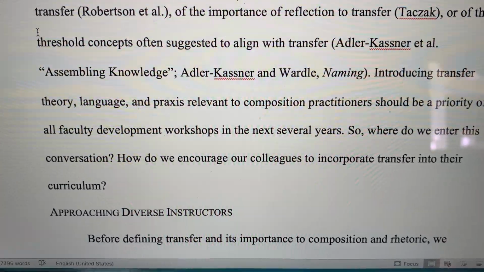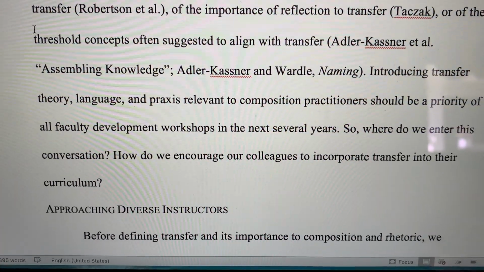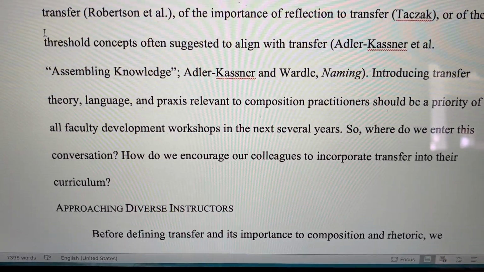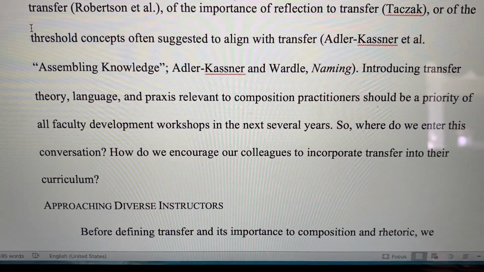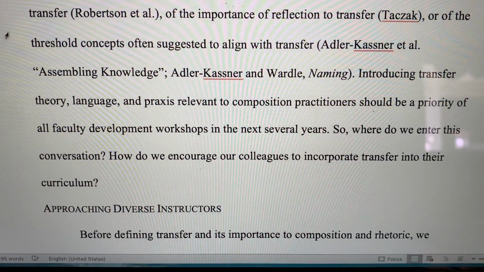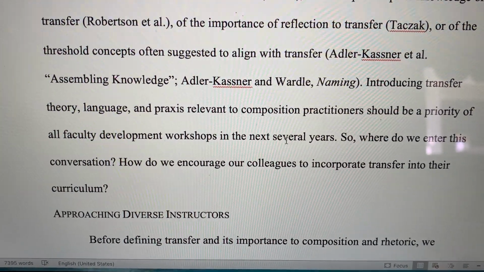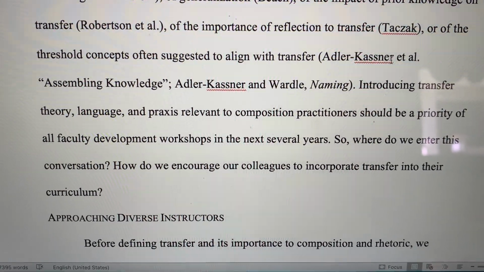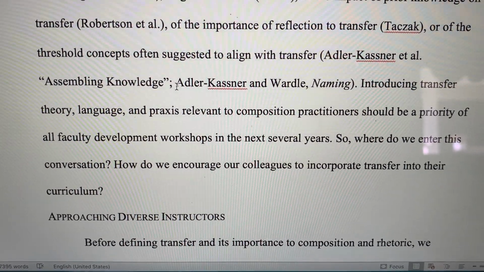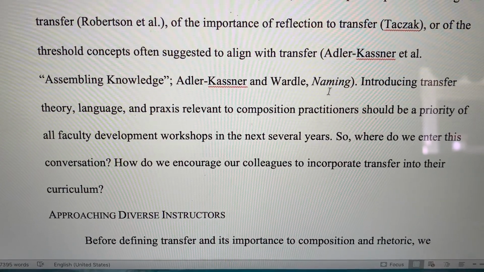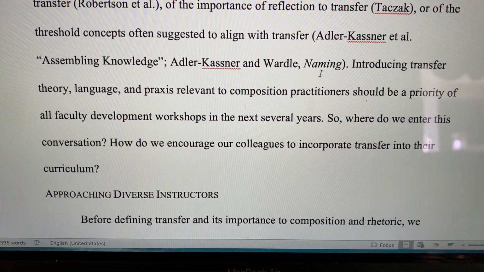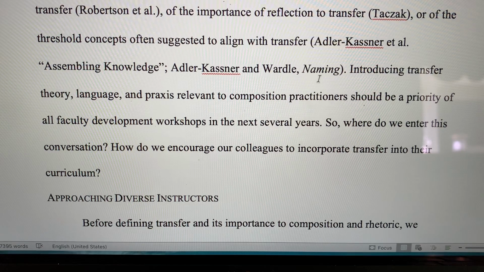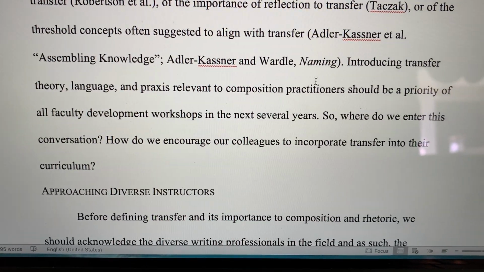I had two people who, Adler Kastner is obviously someone who is one of those foundational authors. We see her name a lot. So I separated those, they say the same thing, so I'm giving them both credit. Adler, Kastner et al., Assembling Knowledge, semicolon, Adler, Kastner, and Wardle, Naming. Okay, so I'm telling you there are two different articles that contributed to that one sentence, okay?